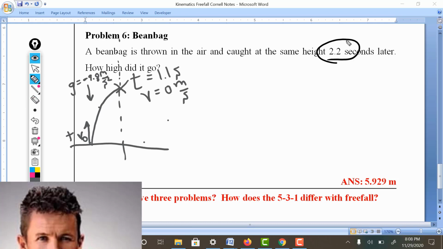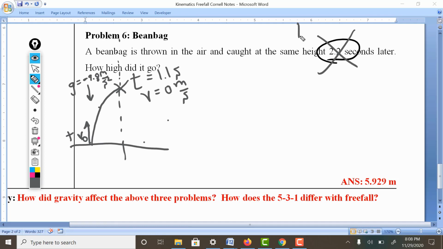What I changed was I'm not using the 2.2 seconds. I'm using 1.1 seconds. And that's because I'm only figuring out how high did it go, and I only need half the time. You might want to make a big point about this in your left column. Why are we using 1.1 seconds instead of 2.2 seconds?